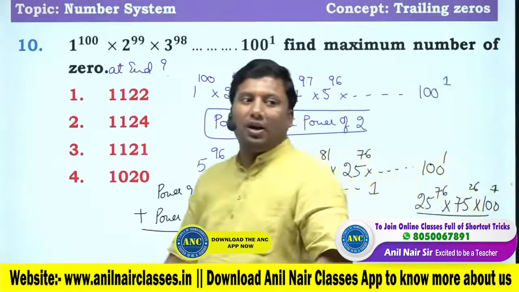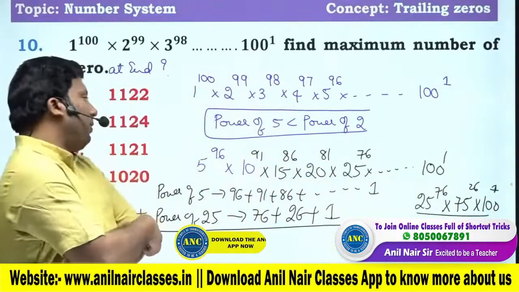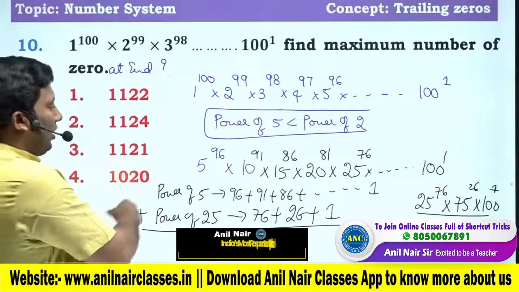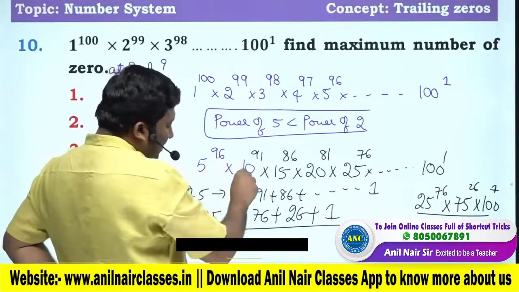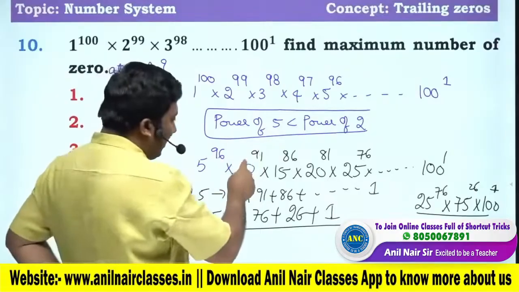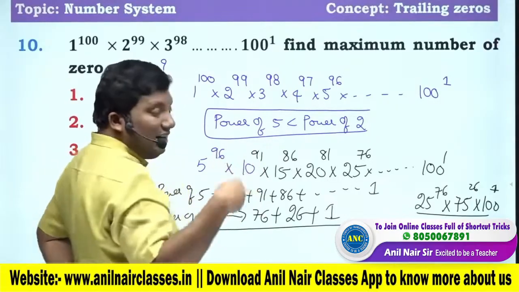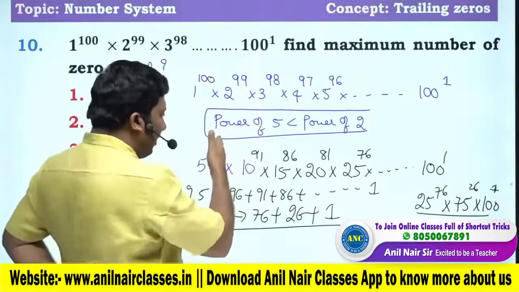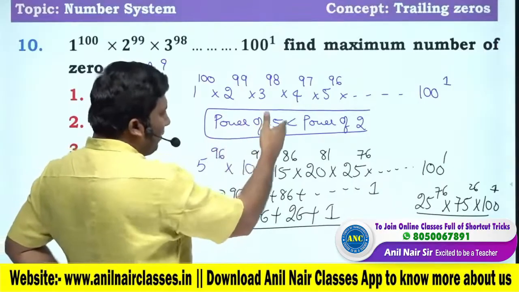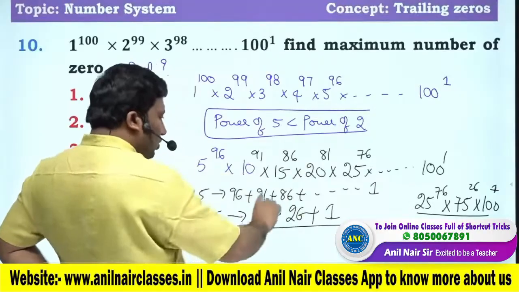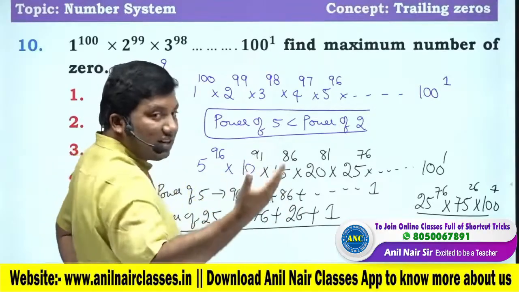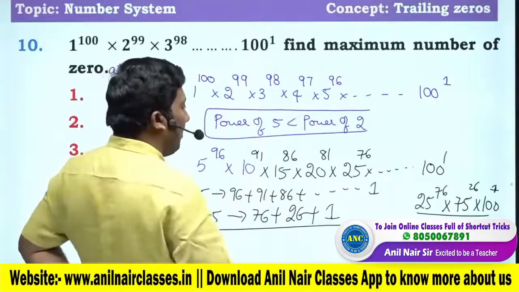Power of 5, power of 25 and 1. Why are we adding 5 power 96? 10 is 5 into 2 power 91. So 5 power 96 into 5 power 91. 96 plus 91 plus 86. Every number is a multiple of 5. So it will come. But there are certain terms where it will come double.